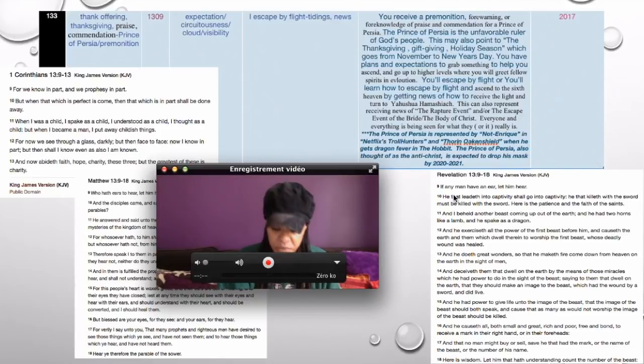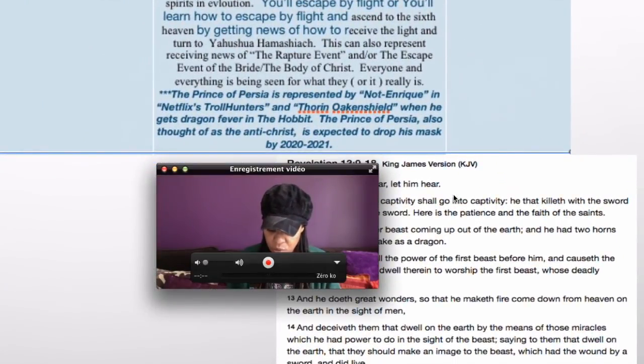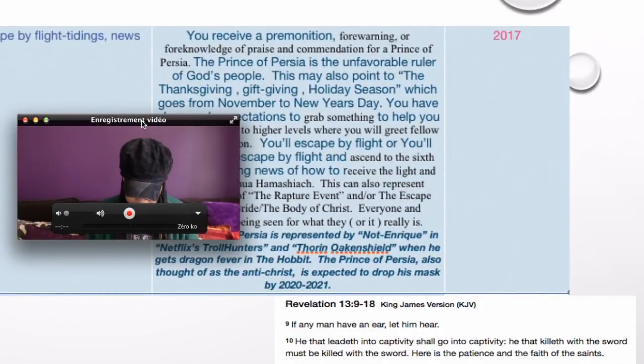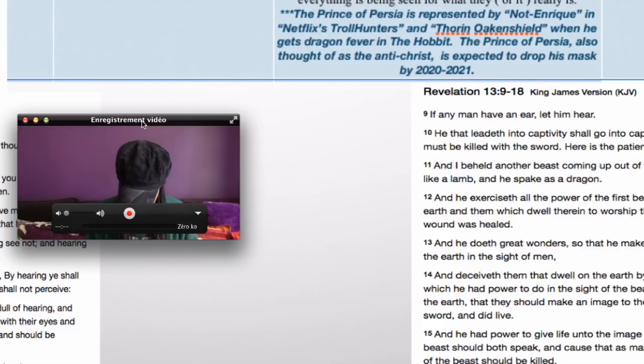Why is he speaking to us in parables? Why do we have to go through all of this? Why do we have to decode all of this? He just explained it in the Bible verse. This is why. Revelation 13:9.